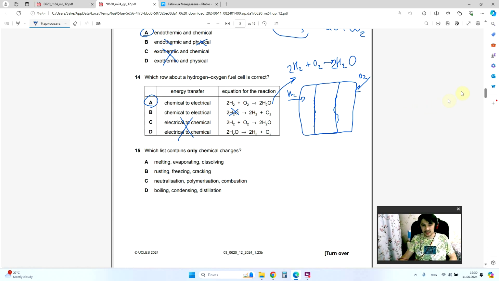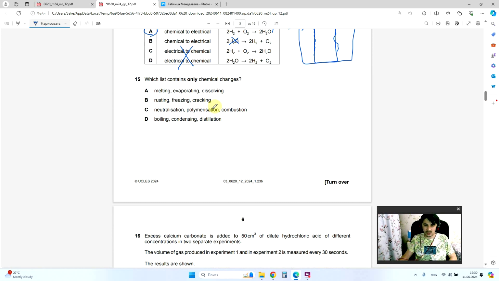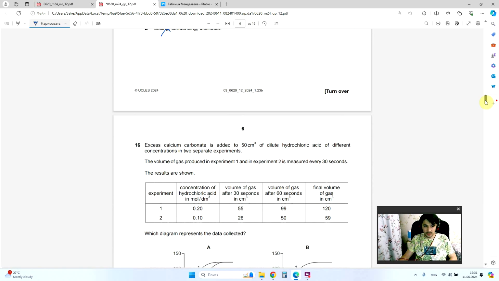Okay, which list contains only chemical changes? Again, you need to cancel out all of the physical changes. Look, boiling, condensing, distillation, they are physical changes. Neutralization is a chemical reaction. Polymerization, chemical reaction. Combustion is a chemical reaction. So C is the correct answer. Freezing cancels out, evaporating cancels out, melting, dissolving. So they all are physical changes. So we can go further.